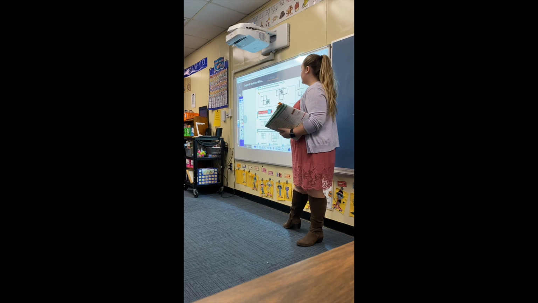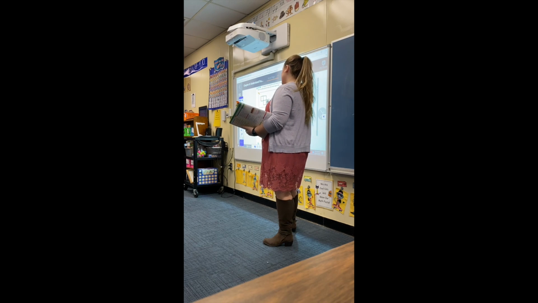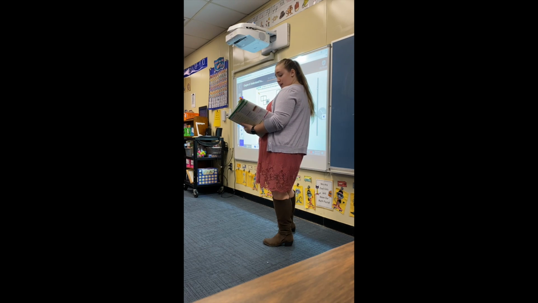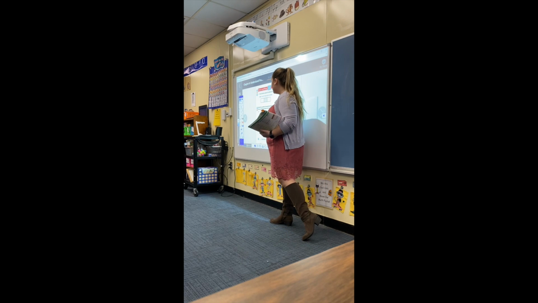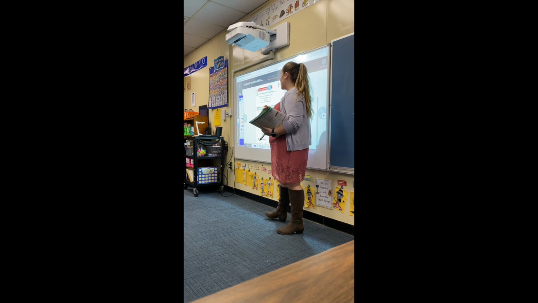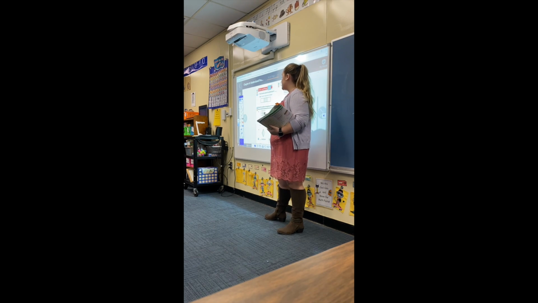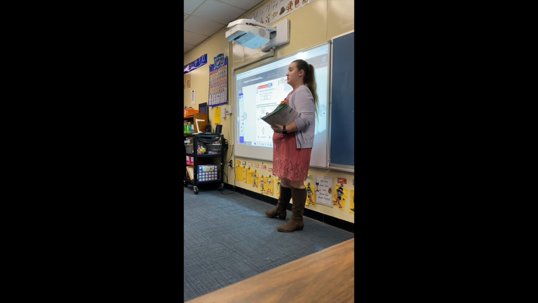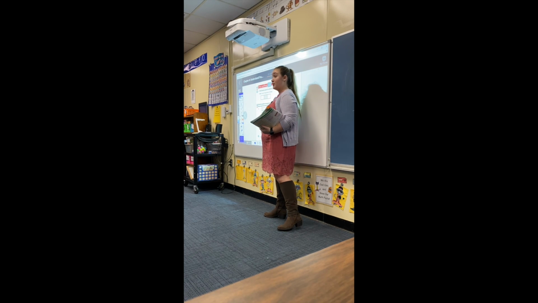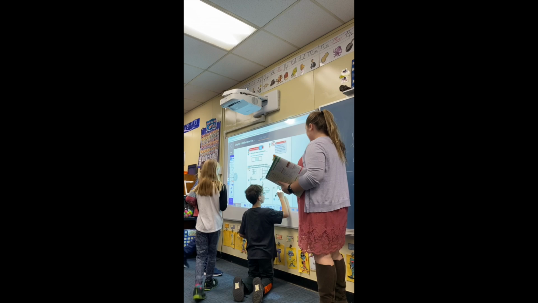1/4. Write the number of equal parts in the whole. 6. Then write the fraction that names the shaded part. So on the top number, we're going to write how many equal parts it has. This one has 6. How much of this shape is shaded? 1/6. So on the bottom we're writing the fraction.